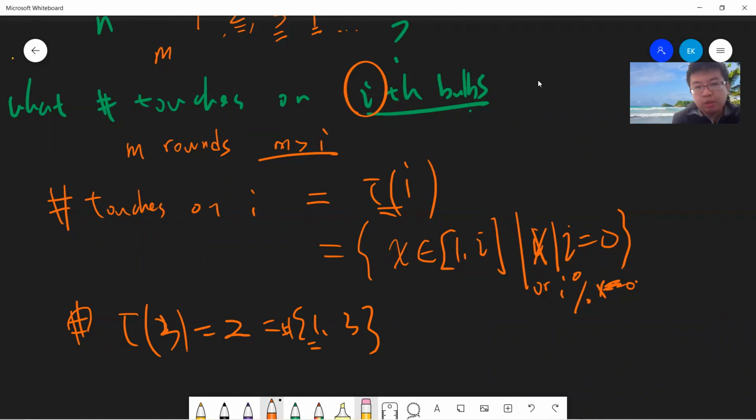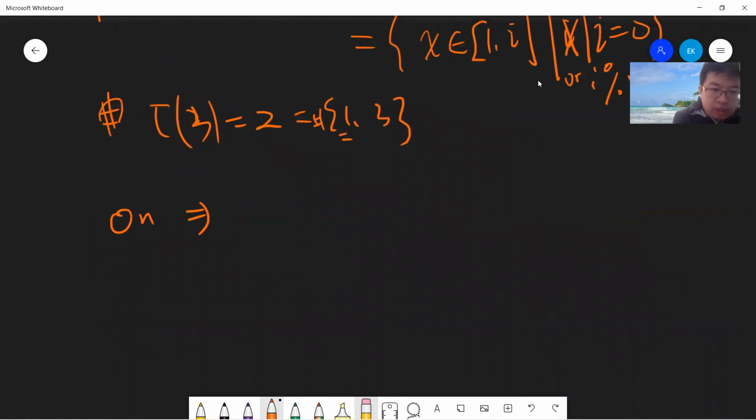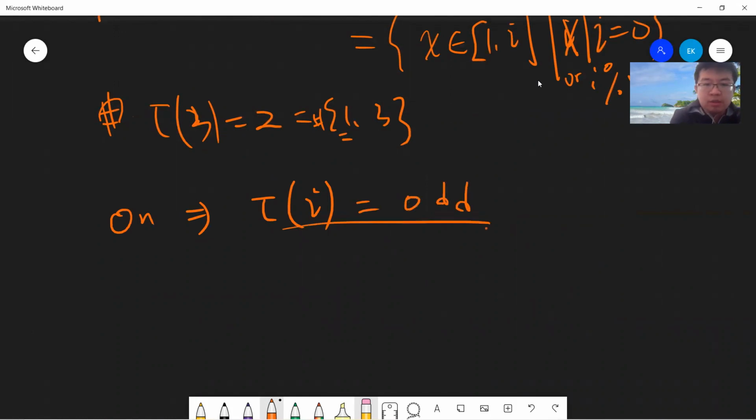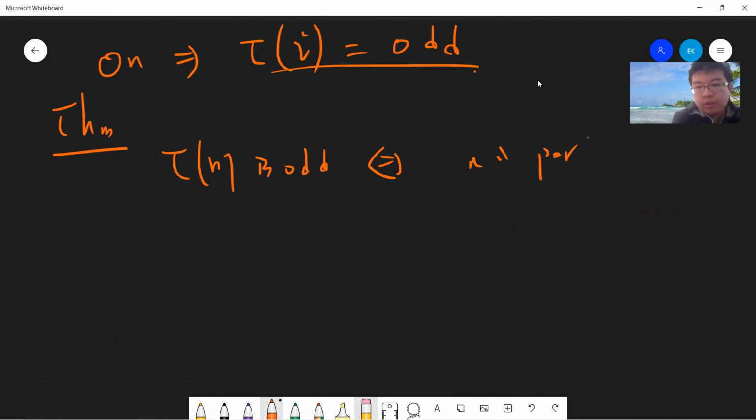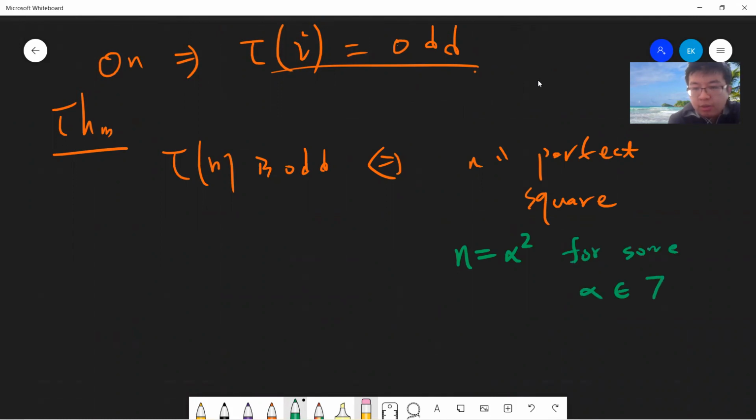Okay, so all we need to know is which bulb is on, right? On means that the tau of i is odd. Okay, so this is the theorem: tau of n is odd if and only if n is a perfect square. What we mean by perfect square is that n can be written as alpha squared for some alpha belonging to the integers. Okay, it's a perfect square.